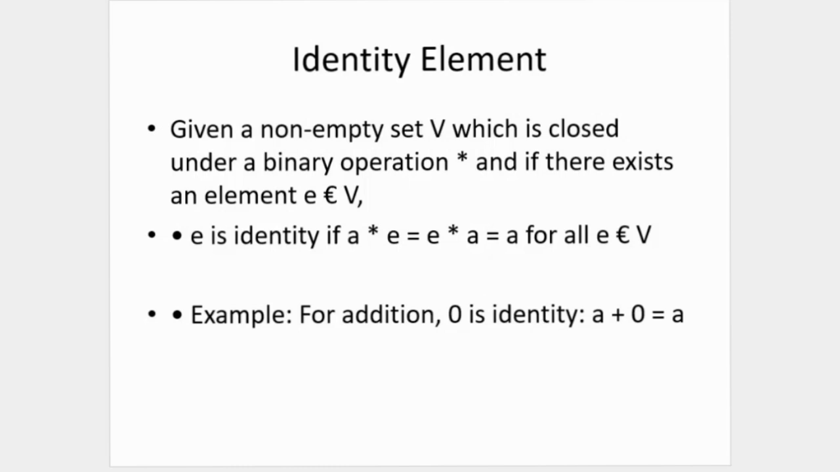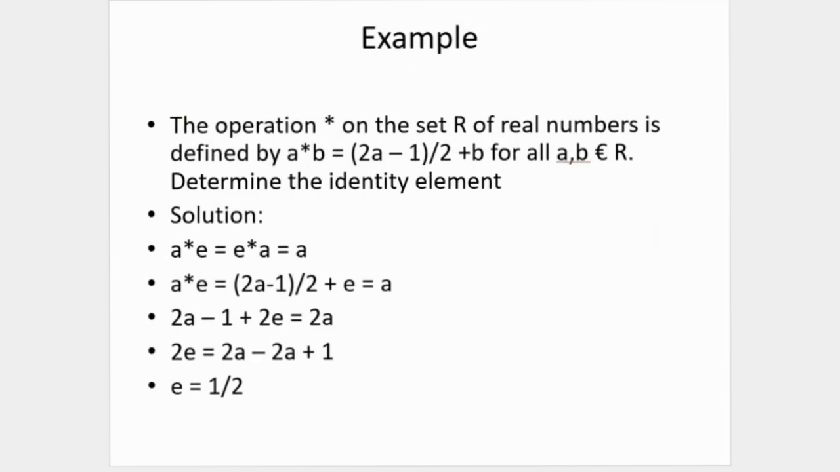So an example will probably illustrate and make it much clearer. We have the operation here, and it is defined by this. Of course, the binary operation represented by this asterisk symbol can be any different manipulation of the numbers, but it will be defined for you. So the operation on the set R is defined by A asterisk B equals 2A minus 1 all over 2B. We're asked to find the identity element.